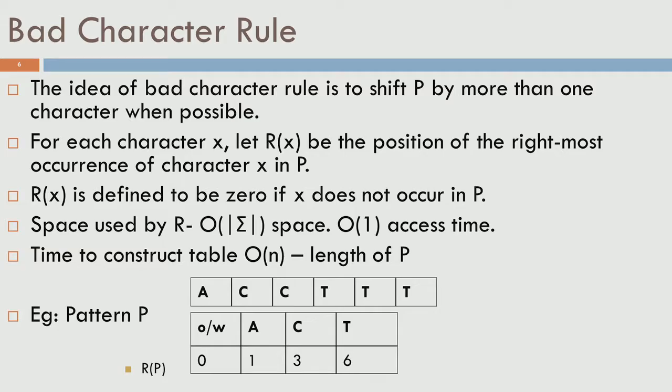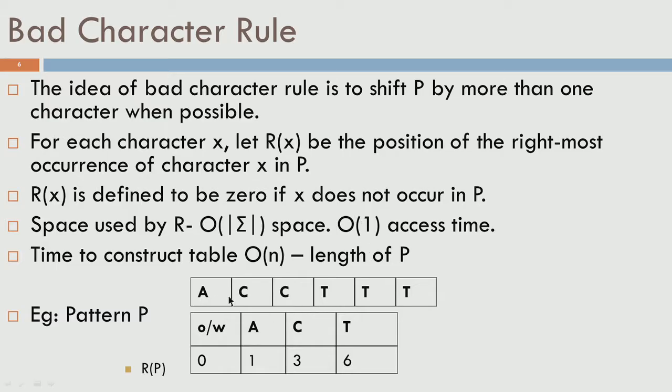So, let us assume that x is a character in sigma and R of x takes the value 0 if x does not occur in the pattern P, and if x does occur in the pattern P, R of x contains the index of the rightmost position in which x occurs in the pattern P. There is an example here. Let us just take a look at this example.